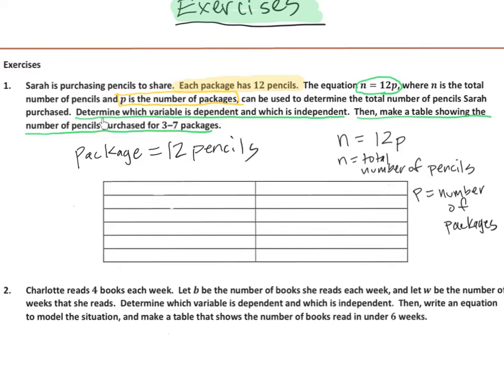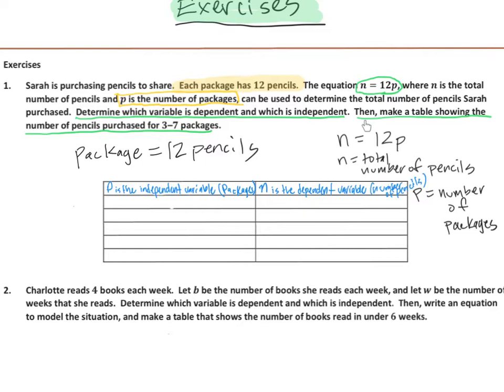So first we need to determine which variable is dependent and which is independent. If we look to the equation n equals 12p, we know that n is going to be the dependent variable because it is a result, it is equal to what happens when you have 12 times whatever p ends up being. In the left column, we are going to write p, packages, is the independent variable. In the right column, we are going to make sure that we have n, which is equal to the number of pencils, is the dependent variable.